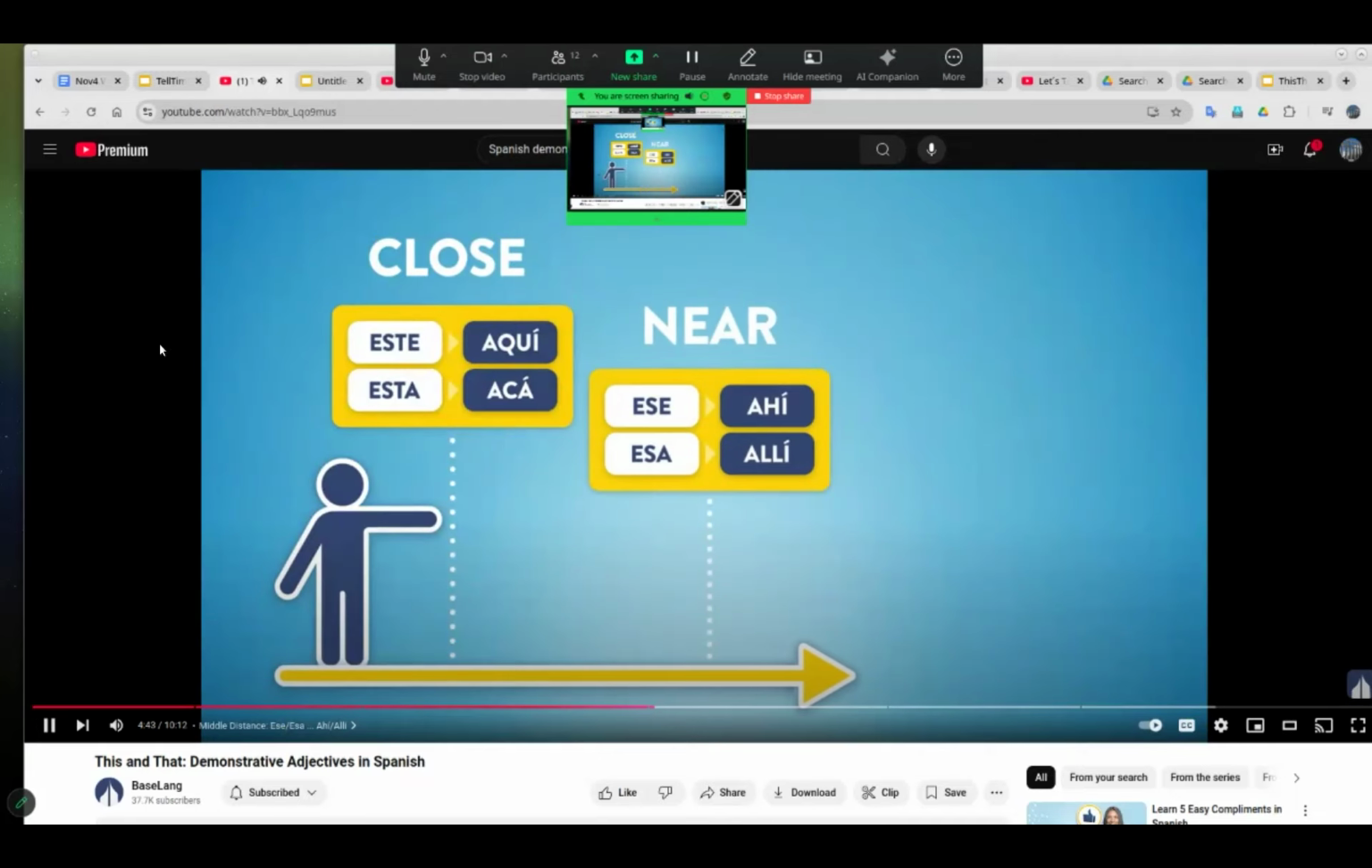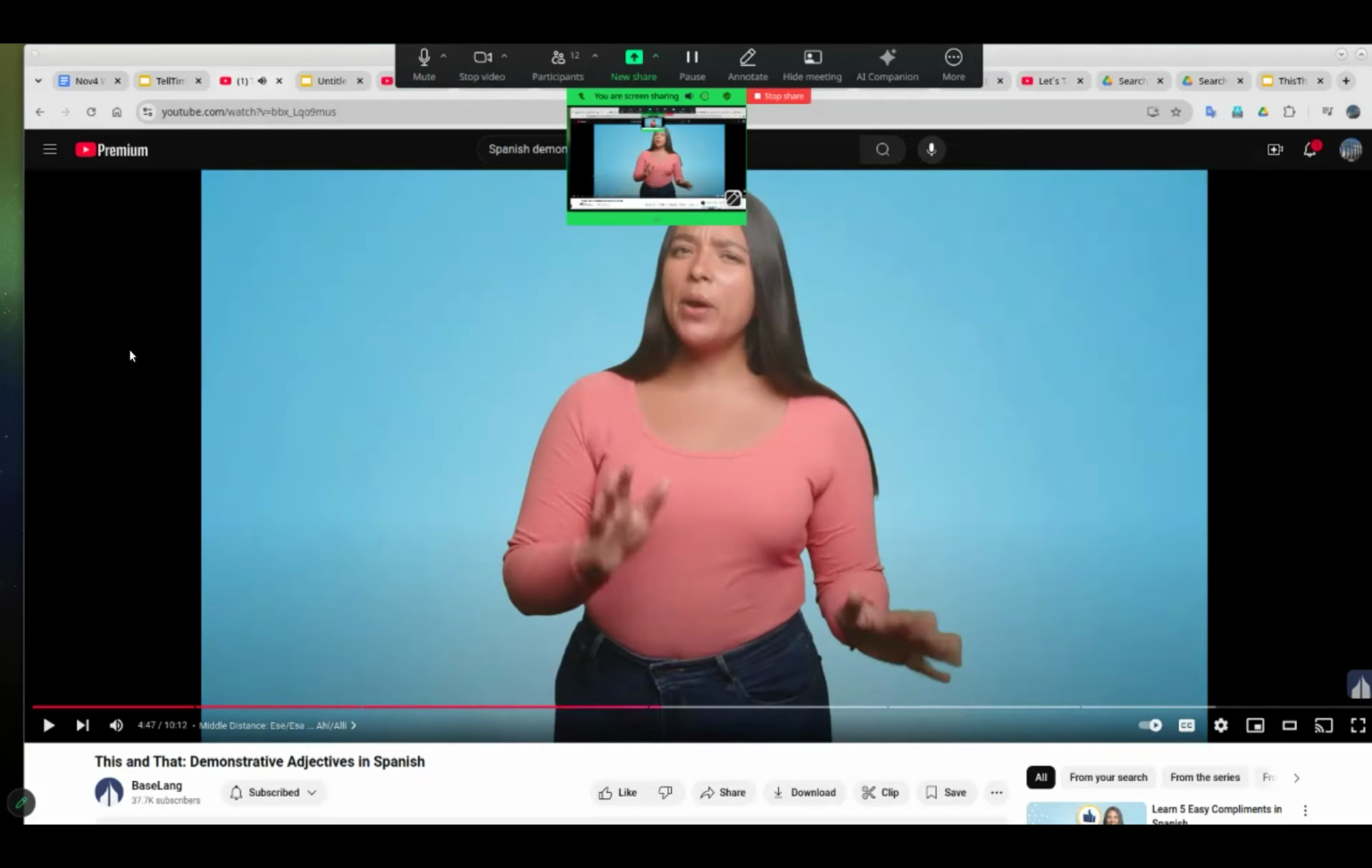To denote that something is a middle distance away, you would use the words ese or esa. Remember? So if you cannot touch it without moving, you want the next category of words. Okay? And it is the word for that. This and these, I can touch it. That and those, I have to move to go touch it. Okay, so it indicates it's further away. If I'm talking to somebody, it might be near the person I'm talking to, but it's out of reach.